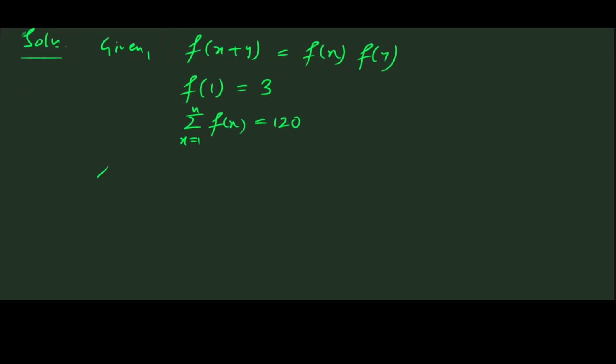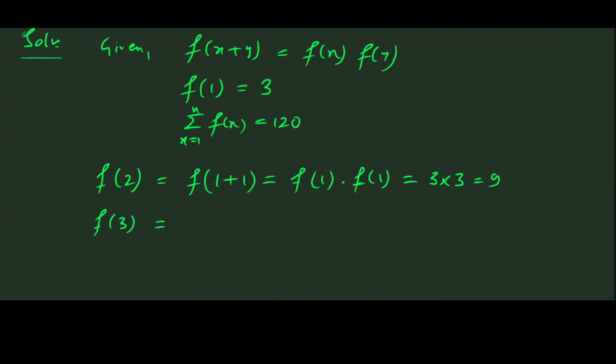Let's try to write f of 2, which can be written as f of 1 plus 1. Again, which can be written as f of x times f of y in this form. Now we will put the value of f of 1, that is 3, into this. It will give you 9. Now we will find f of 3. It can be written as f of 1 plus 2, which again can be written as f of 1 into f of 2. So 3 into, and what we got in f of 2, 9. So 3 into 9 will be 27.